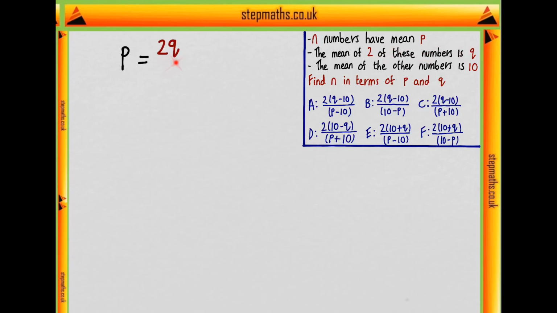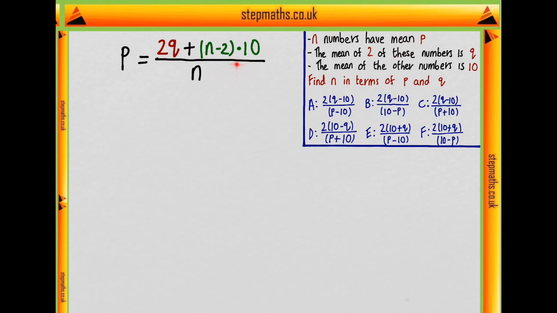So 2q. And similarly for these, we've got 10 as the mean of n minus 2 numbers, and so their sum is going to be n minus 2 times 10. So we've got that, and we need to divide it by n, and that's our mean for all our n numbers, because this is our sum of numbers over the number of numbers.